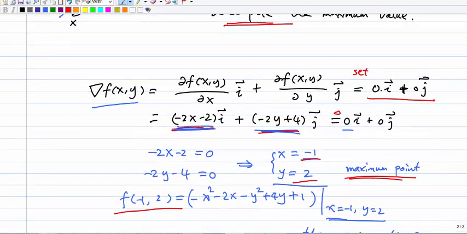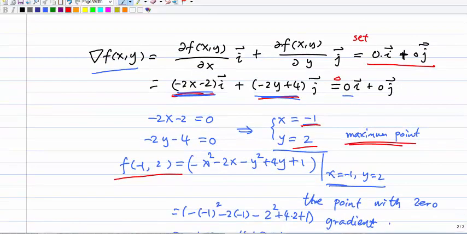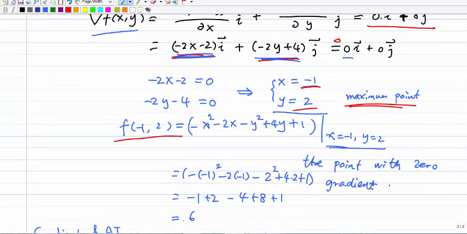Okay, so I have this guy, replace x by negative 1 and y by 2. So you compute the value. The actual value gives us 6. Okay, right? So I can compute the maximum value, which is 6, and the point is negative 1 and 2. That's the point associated with this value.